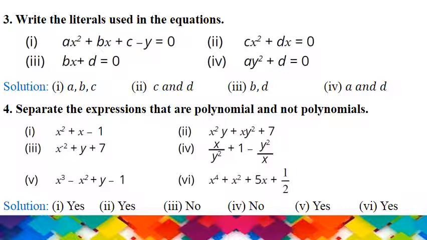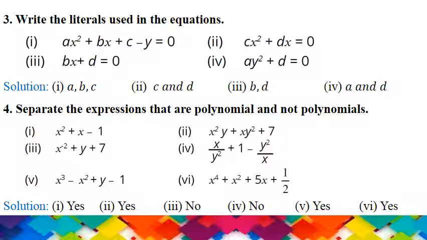In the second one, x square y plus x y square plus 7. So in this question again we are observing that all the powers of the variables are positive. Again it is a polynomial. Now we are moving to the third one. x to the power minus 2 plus y plus 7. So in the first term x has a negative exponent, that is minus 2. So it is not a polynomial.